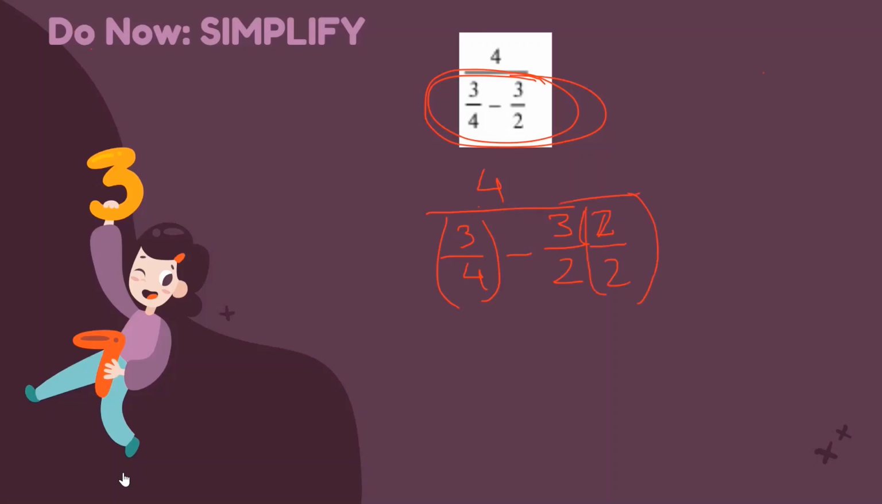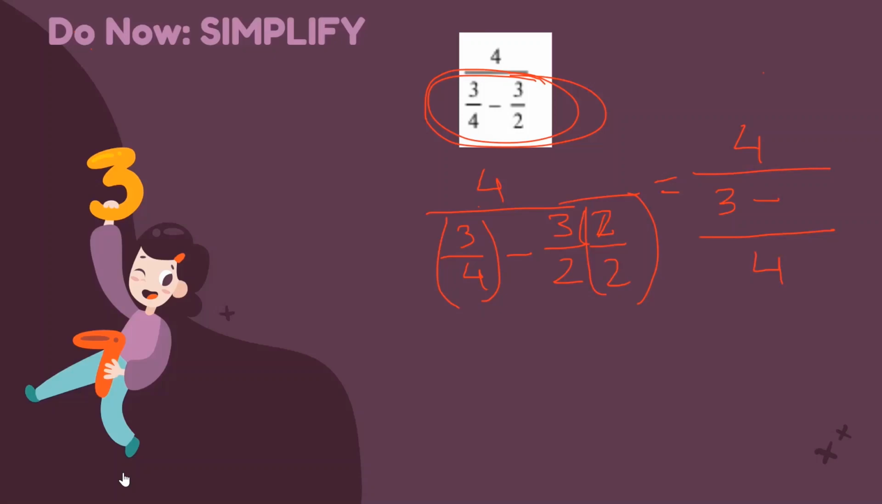So then once I do that, I have 4 over, so then I have 3 minus, so what I did was I created the common denominator. So now both of my fractions have the same denominator. And once you see that, what you can do is just bring the numerator, the tops, down.